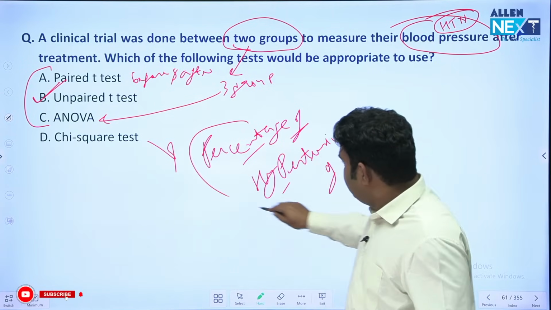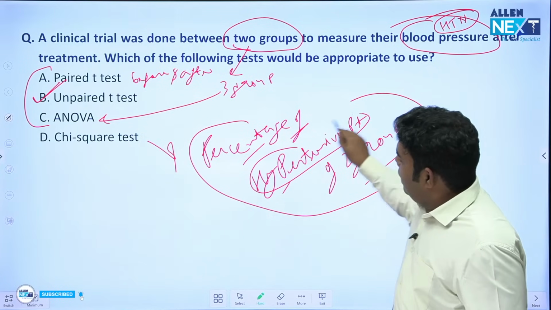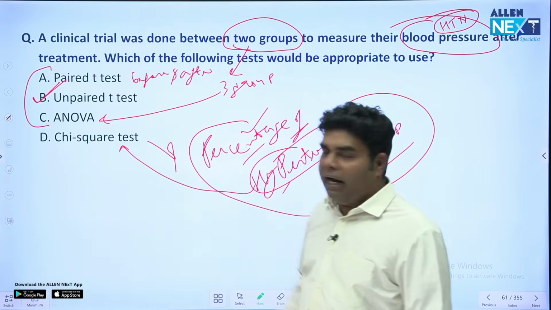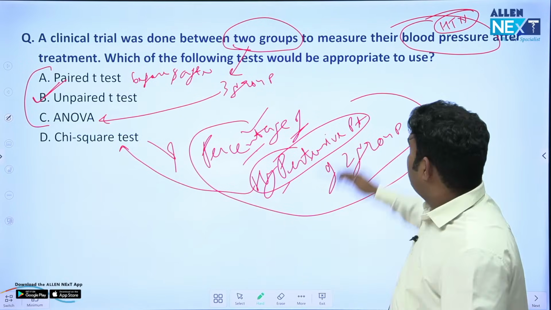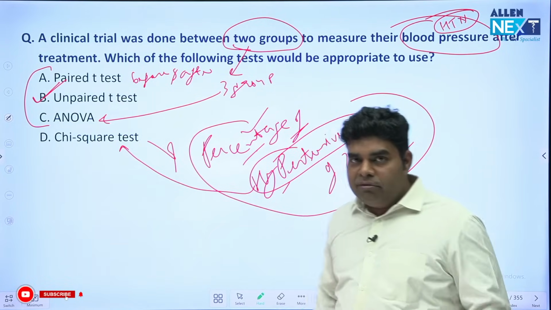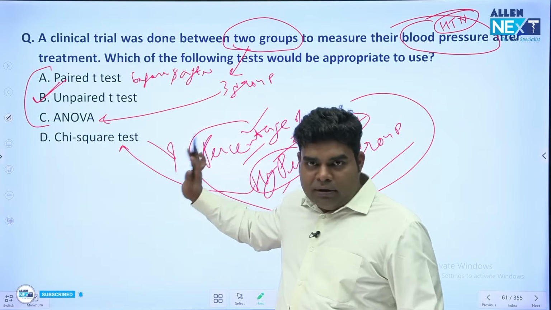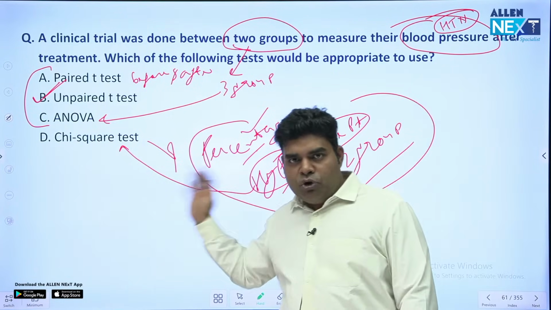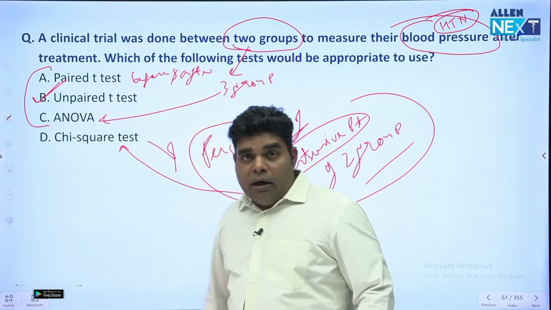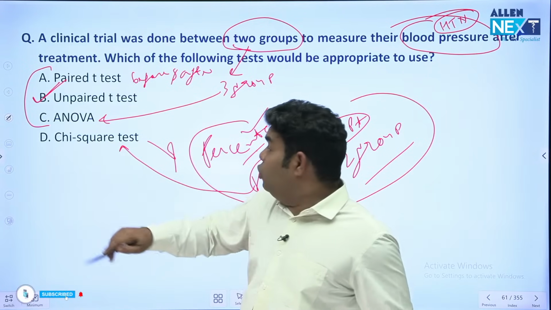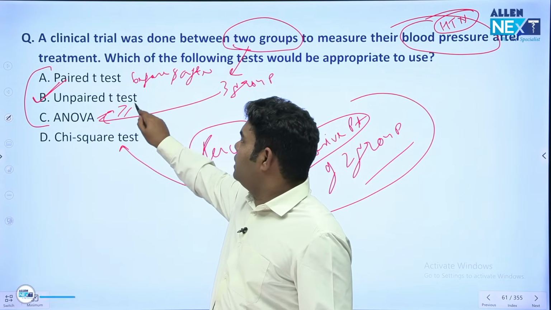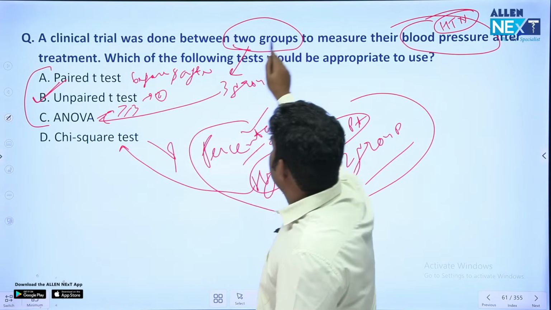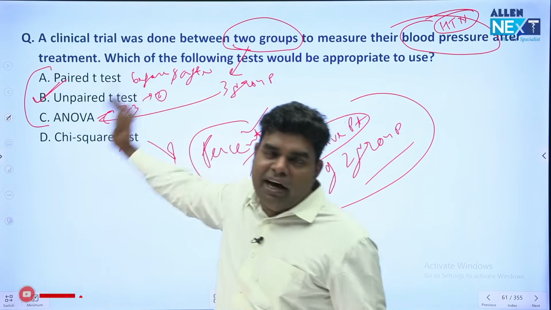So if it is hypertension and data is in percentage, hypertension is qualitative, so answer will be chi-square. But because BP is measurable, quantitative, the answer cannot be chi-square. Chi-square would be the answer when hypertension was given. Now, if it is 3 or more than 3 groups, it is ANOVA. If it is 2 groups, it is unpaired. So here they have given 2 groups, quantitative data, unpaired.